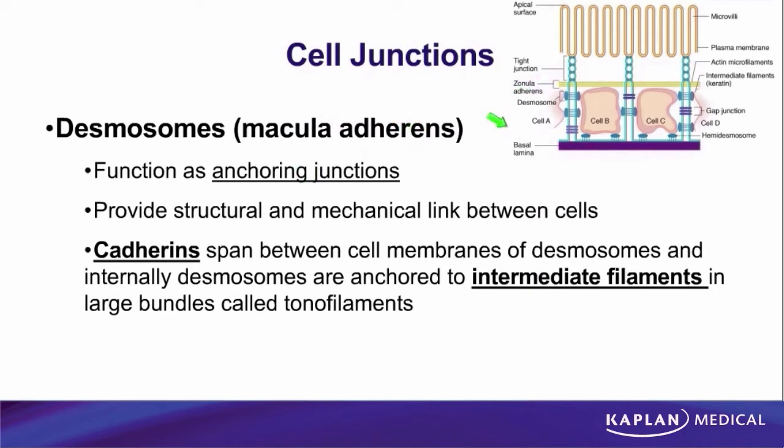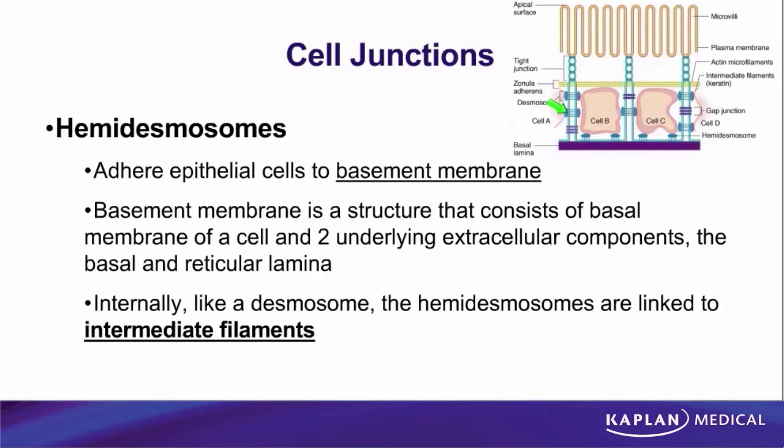Desmosomes, we said, are anchoring junctions. Okay, and there will always be intermediate filaments on the cytoplasmic side of desmosomes or hemidesmosomes. And because intermediate filaments are thicker than microfilaments, they're going to be more radiodense, so they're going to be much more apparent in electron micrographs. So we'll have intermediate filaments associated with desmosomes as well as hemidesmosomes.